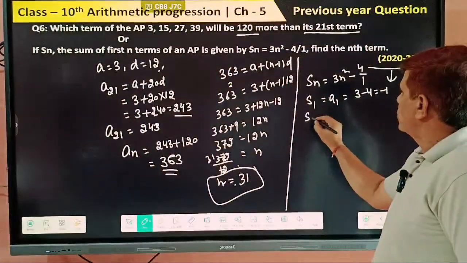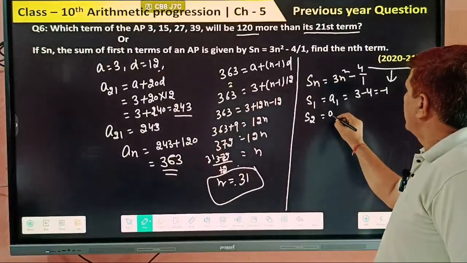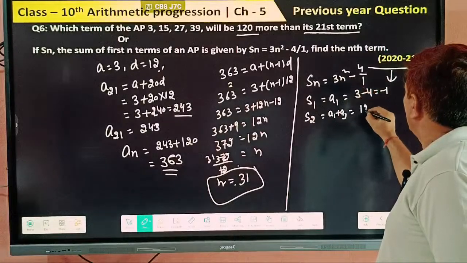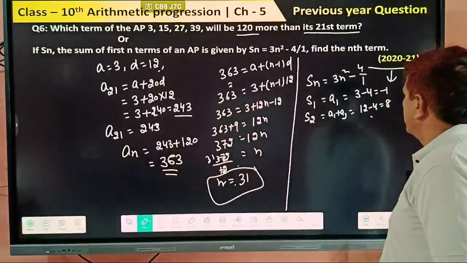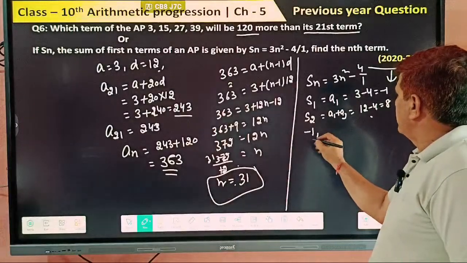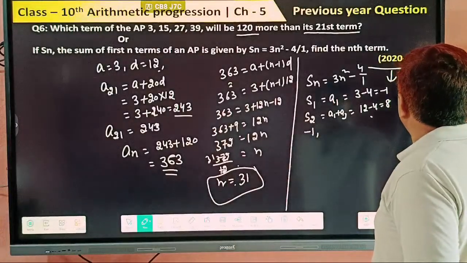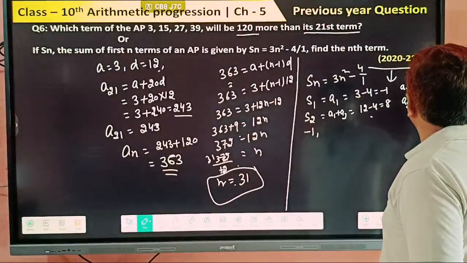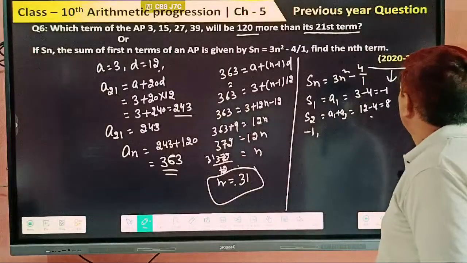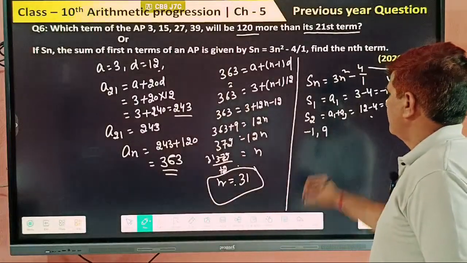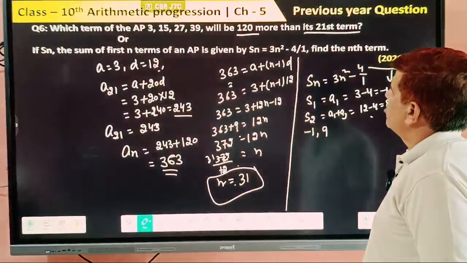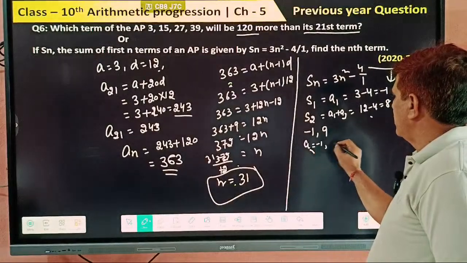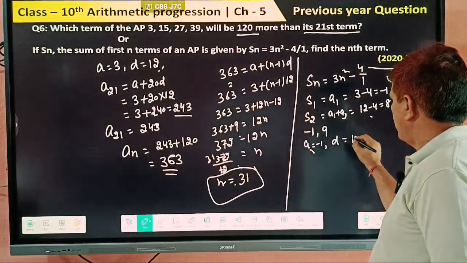Understood. S2 equals A1 plus A2, which is 12 minus 4, how much? 8. So the first term is minus 1. Second term: A2 plus A1 equals 8, so A2 equals 8 minus A1, which is 9. So what's your a? a equals minus 1, d equals 10.